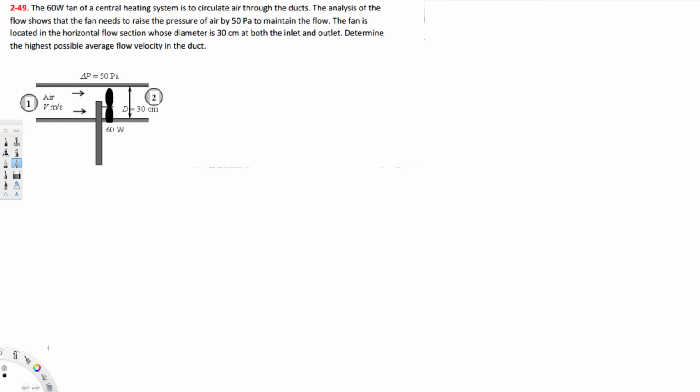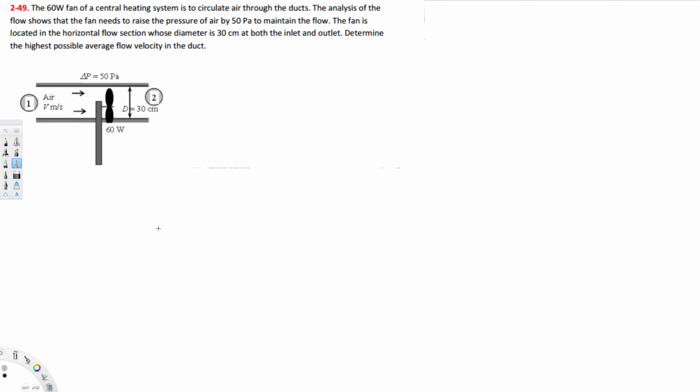Let's do this problem right here. The question is asking: the 60 watts fan of a central heating system is to circulate air through the ducts. The analysis of the flow shows that the fan needs to raise the pressure of air by 50 pascal to maintain the flow. The fan is located in the horizontal flow section whose diameter is 30 cm at both the inlet and the outlet. Determine the highest possible average flow velocity in the duct.